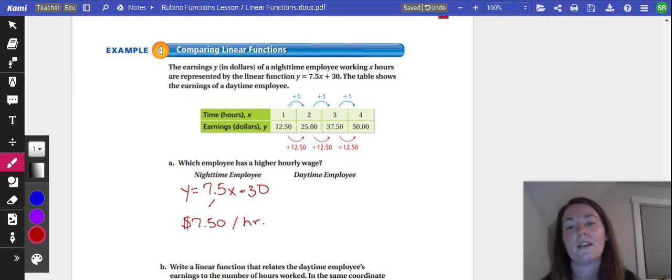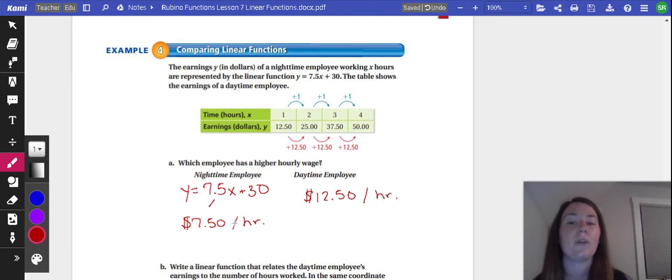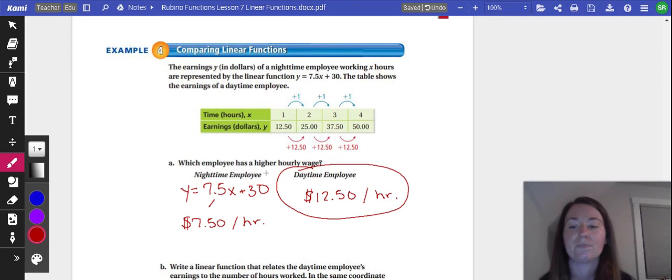This one, we can see that the x values are going up by 1, or 1 hour, and the y values are going up by $12.50. So it's pretty clear just from looking at this table that the daytime employee is making $12.50 per 1 hour. Okay, so from here, I can answer this question, which employee has the higher hourly wage? And I would say it is the daytime employee.